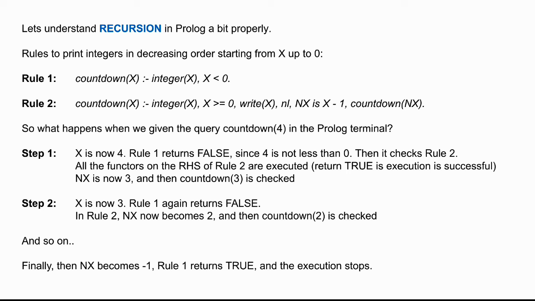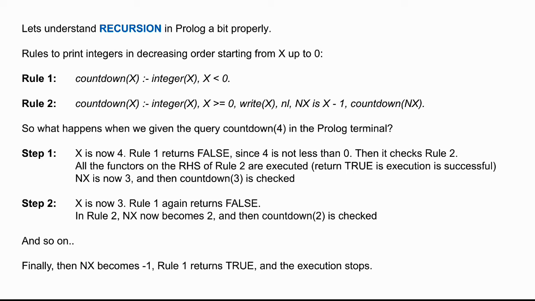If the functors on RHS2 are executed and they return true, then nx is now 3 and countdown 3 is now checked. So in step 2, when countdown of 3 is called, the first rule again gives false, and when you check the second one, countdown of 3, this is again true. The program writes the value of 3 on the terminal. 3 minus 1 becomes 2, 2 is assigned to nx, and then countdown 2 is called.